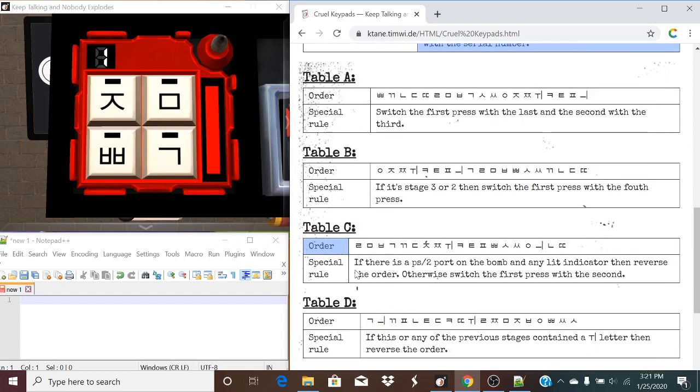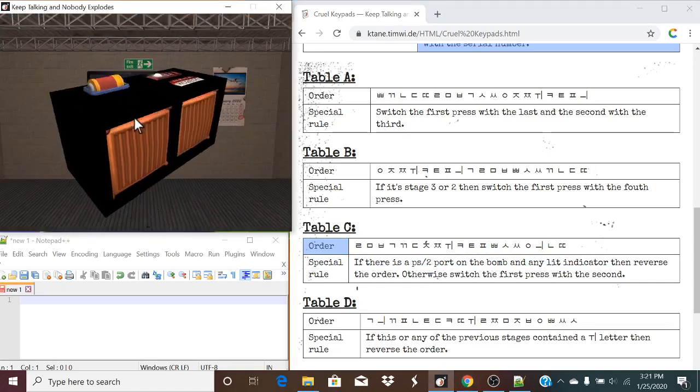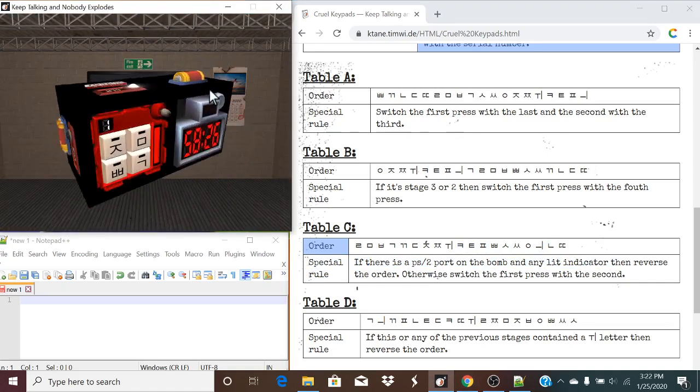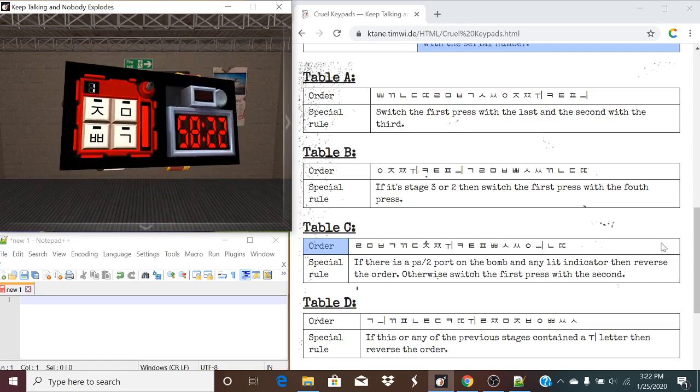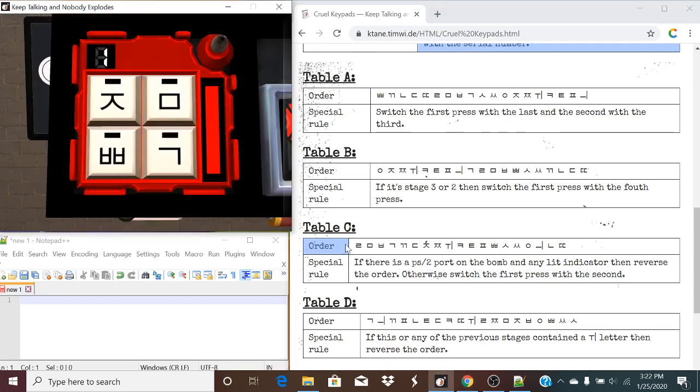However, each of them has a little special rule that you have to pay attention to. If there is a PS2 port on the bomb and any indicators, then reverse the order. Taking a look here, a PS2 port, no there isn't. So we are essentially going to be not reversing the order, but switching the first press with the second. So we're going to do this sort of like a regular keypad, and we're just going to go from left to right, or if the rule says otherwise, determining which order we're going to press them in.